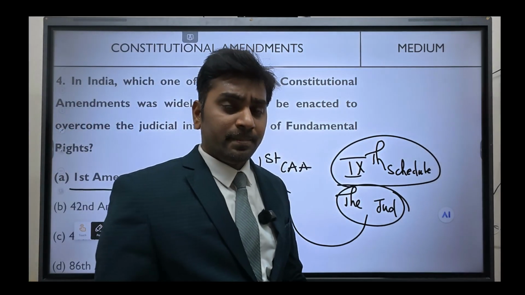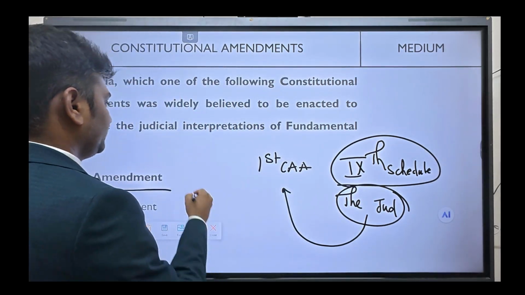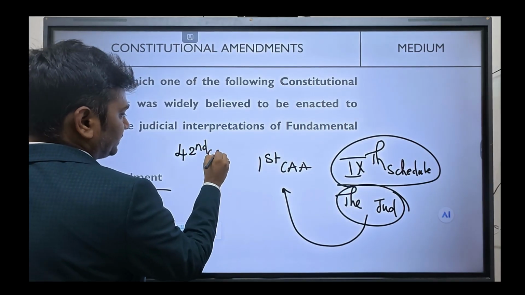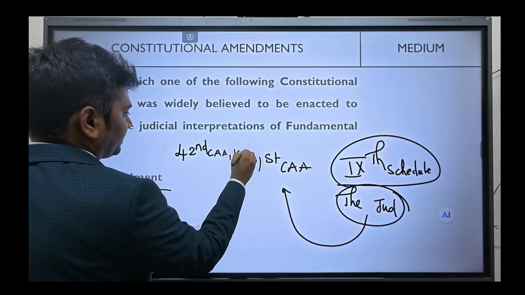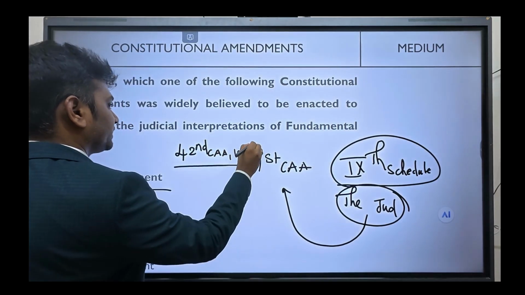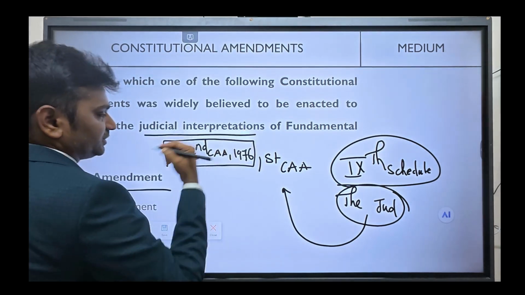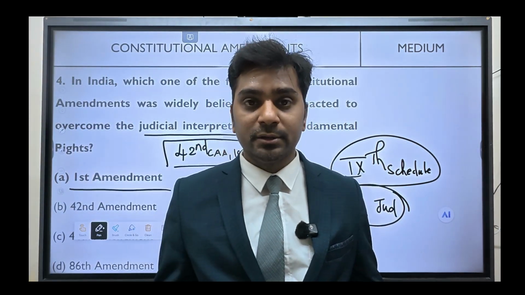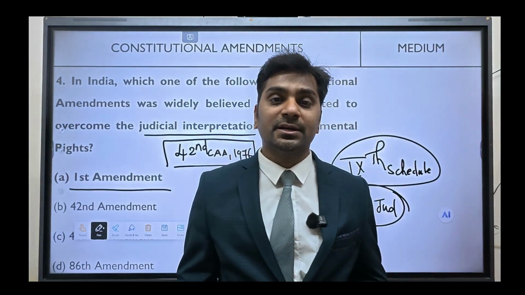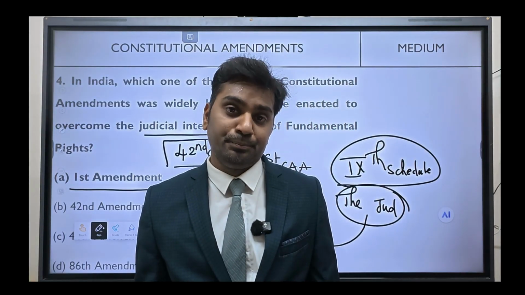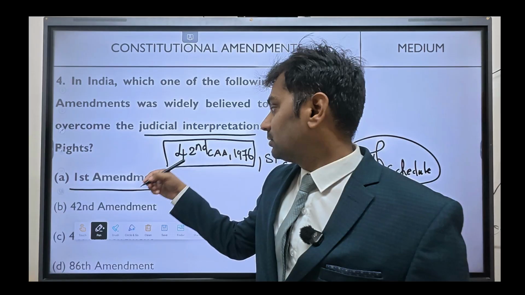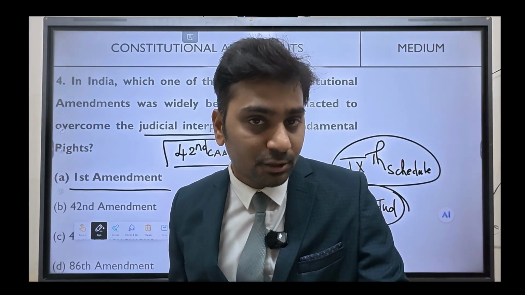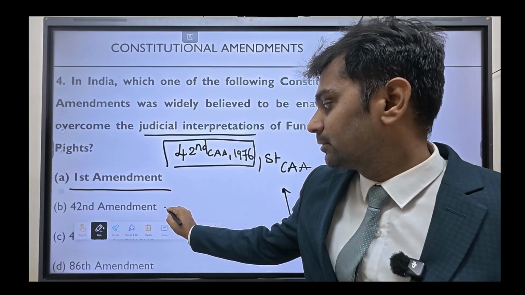Not only this, even during the times of Srimati Indira Gandhi, through the 42nd Constitutional Amendment Act 1976, she also curtailed the provisions of judicial interpretation. We all know that the 42nd Constitutional Amendment Act is called the mini constitution in India. So both the statements are correct here. The First Constitutional Amendment Act and the 42nd Constitutional Amendment Act, both are correct.